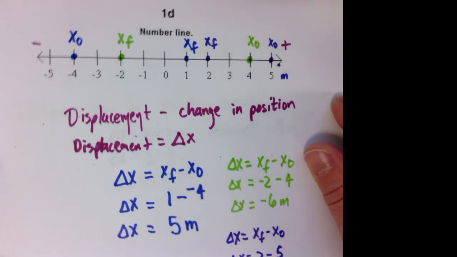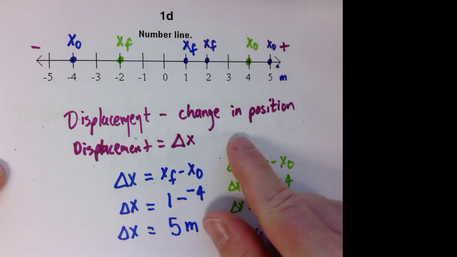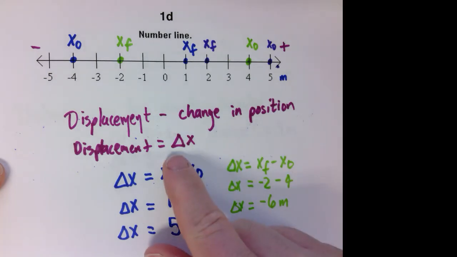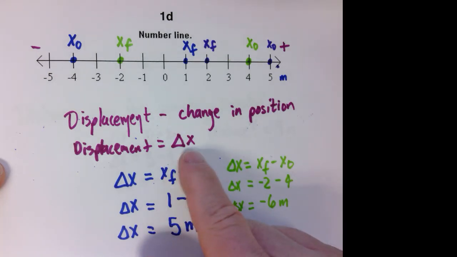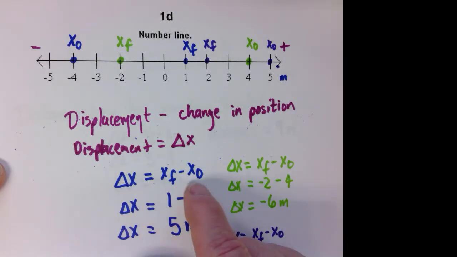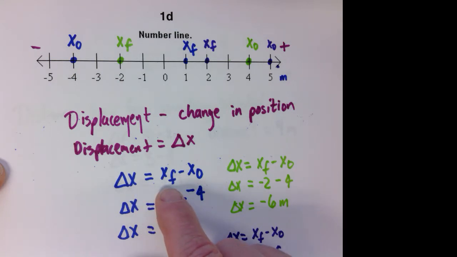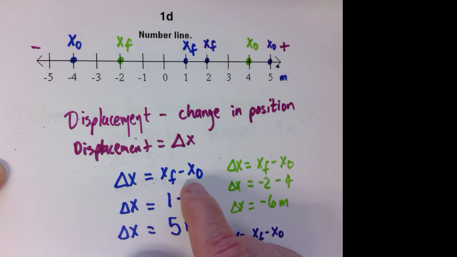Displacement is related to position. Displacement is the change in position. The definition of displacement is change in position, and it is given by the variable delta x. Capital D, the Greek capital D, for delta or difference in x. The difference in anything is always the final condition minus the initial condition. So the displacement is equal to the final position minus the initial position.